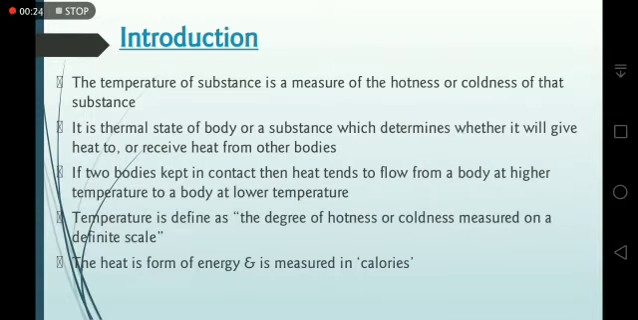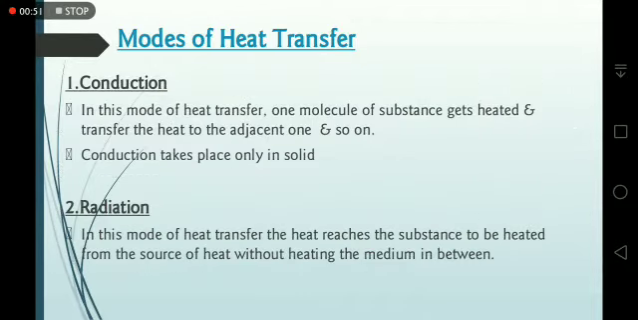The temperature of a substance is a measure of hotness or coldness of that substance. It is the thermal state of a body or substance which determines whether it will give heat to or receive heat from other bodies. If two bodies are kept in contact, then heat tends to flow from a body at higher temperature to a body at lower temperature. The temperature is defined as the degree of hotness or coldness measured on a definite scale. The heat is a form of energy and is measured in calories.